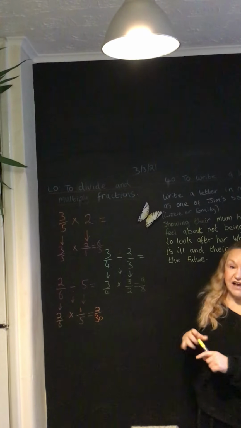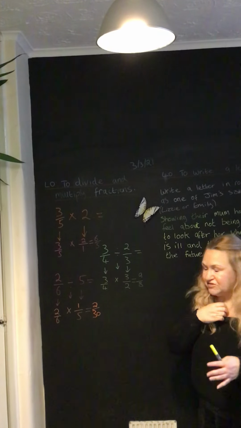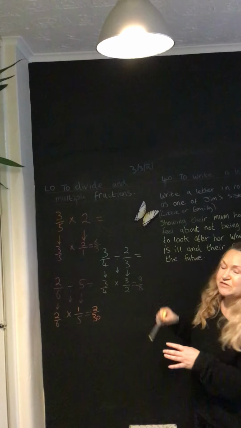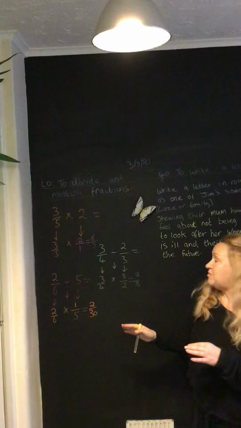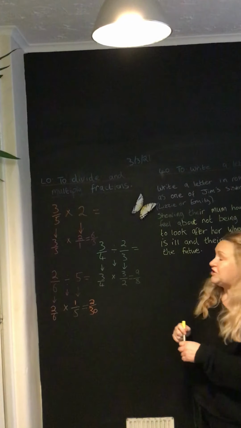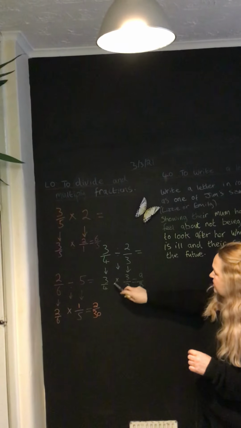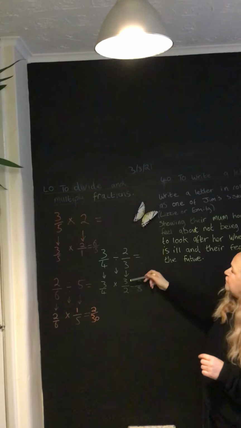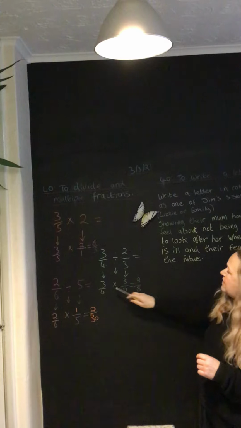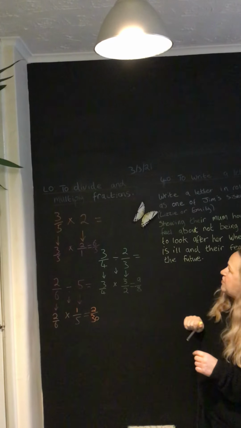When we're dividing fractions, there's three things that we need to do, okay? And remember, Miss Wells had that little rhyme: leave me, change me, flip me over, okay? So that's exactly what you do. You leave that one as it is, you change the divide sign to a multiplication sign, and then you flip this fraction over, and then you just multiply them, okay?